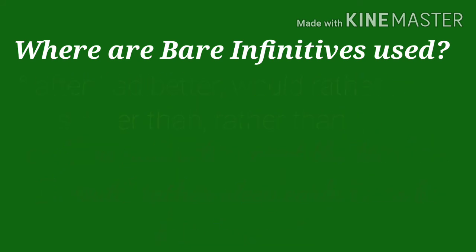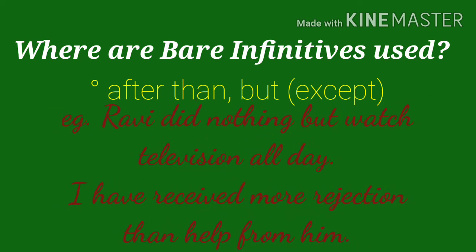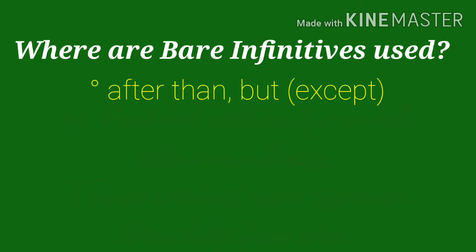The fourth place where bare infinitives are used is after the words than and but, when but means except. Let us see examples. Ravi did nothing but watch the television all day long. He did not do anything other than watching television the whole day. In this case, the word but means except. So, I have received tells us the tense of the sentence. Have tells us that the subject is first person singular. I have received more rejection than help. So, the word help, following the word than, is an example of a bare infinitive.